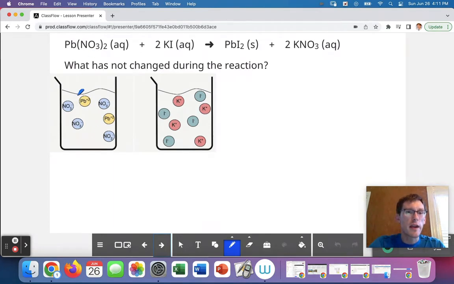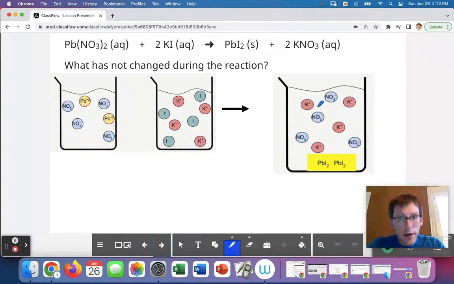Well, if I'm going to represent the lead-2 nitrate in the aqueous solution, I'm going to show it as such. We've got these randomly free-floating nitrate ions and these randomly free-floating lead ions. And I've just shown two lead-2 nitrates here. And I have twice as many potassium iodides over here. This is aqueous potassium iodide. I've got some potassiums floating around freely, and I've got some iodides floating around freely. The iodide is aqueous, the potassium is aqueous, the nitrate's aqueous, and the lead-2 is aqueous.